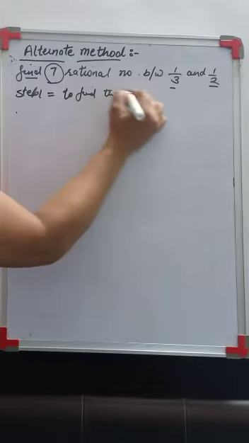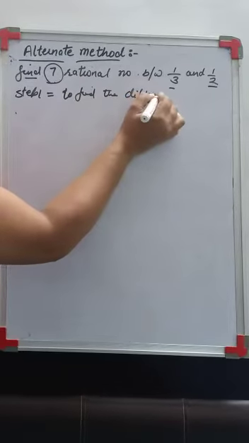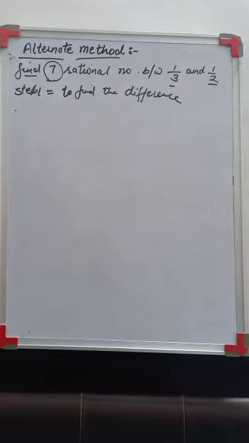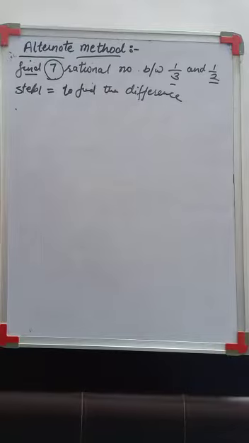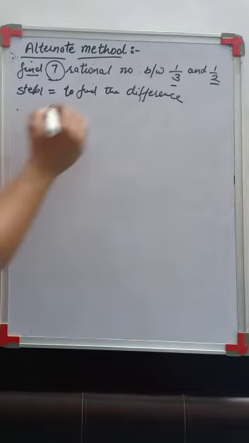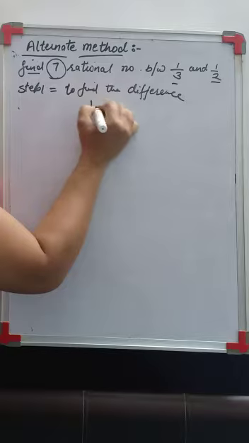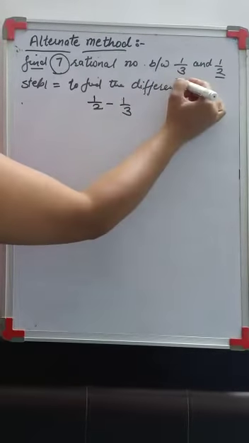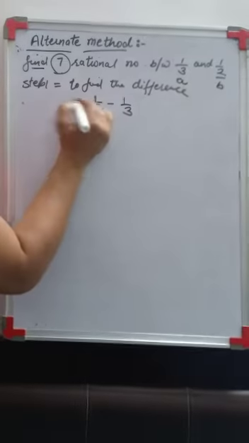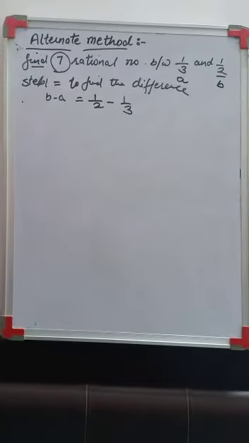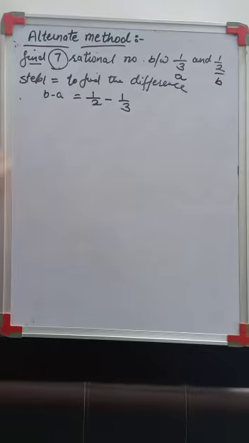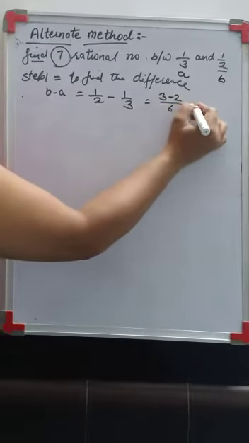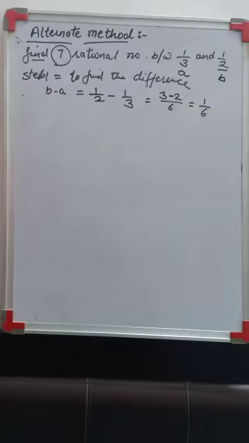the difference. If I want to find the difference, first of all I must know which one is greater, either 1 by 3 or 1 by 2. Over here 1 by 2 is greater, so you will do 1 by 2 minus 1 by 3, right? That means this is your A and this is your B. So B minus A is 1 by 2 minus 1 by 3, and using the LCM method, you will get 1 by 6, right?